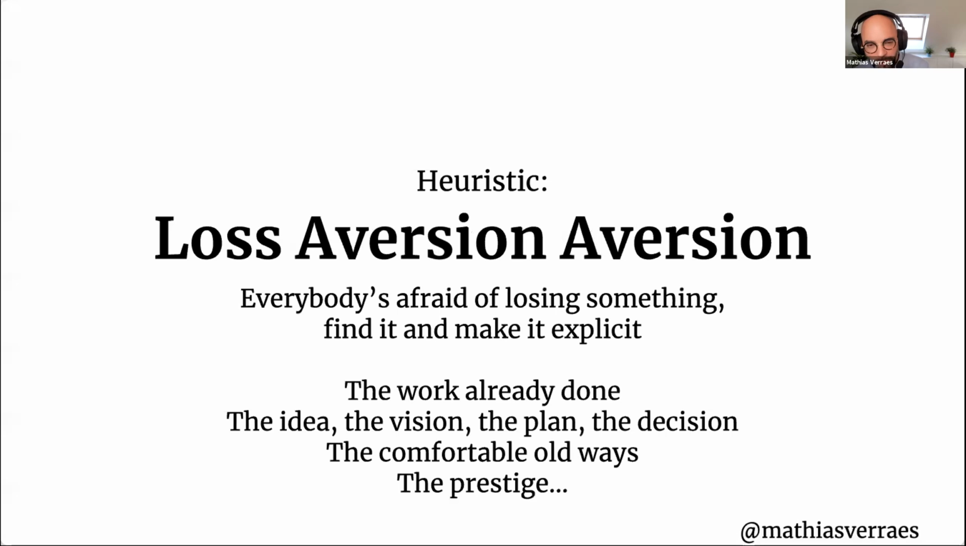So what I call this heuristic is loss aversion, right? We need to look for loss aversion, assume that everybody is afraid of losing something, and find it and make it explicit, right? It could be the work they've already done, right? We've already invested in this. Well, sure, but if it's going to be more expensive to keep doing it than do the other thing, or better to do the other thing, it doesn't matter how much work you've invested. But there's a sense of loss there, right? That you need to bring forward and make explicit.